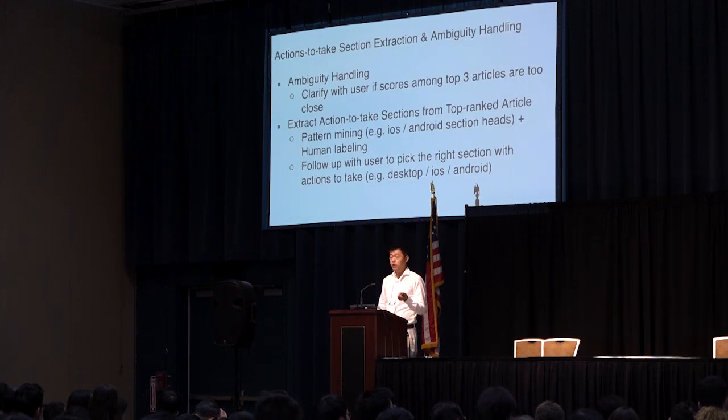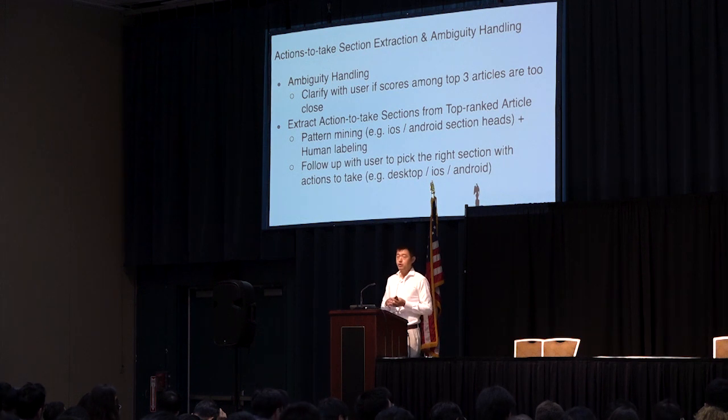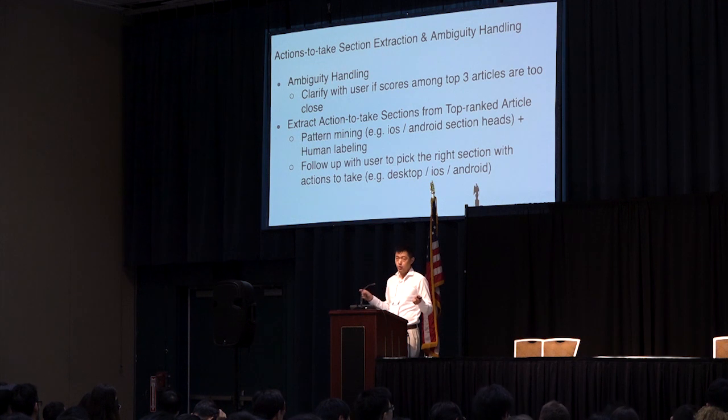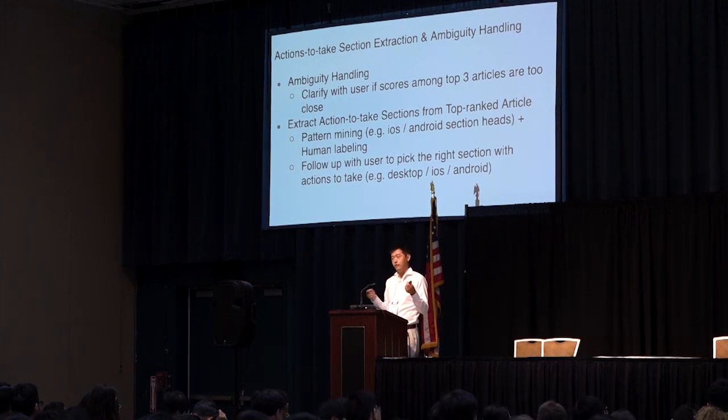And then finally, after we get the answers from the search engine, we simply handle the ambiguity by looking at the top three. If the top three are too close, we're going to clarify with the user. If the top three are far away from each other, and the top one is clearly outstanding, we're just going to take the first one, right?